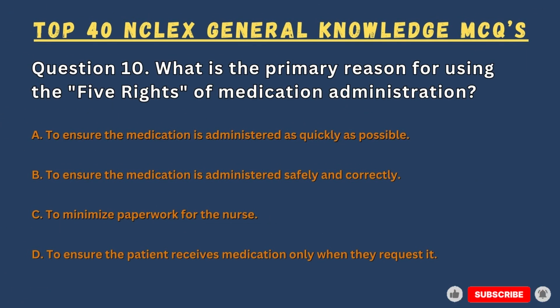Question 10. What is the primary reason for using the 5 rights of medication administration? A. To ensure the medication is administered as quickly as possible. B. To ensure the medication is administered safely and correctly. C. To minimize paperwork for the nurse. D. To ensure the patient receives medication only when they request it.